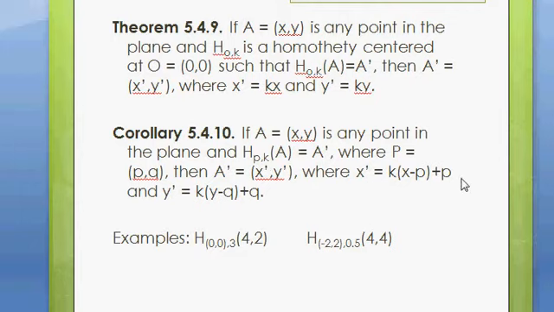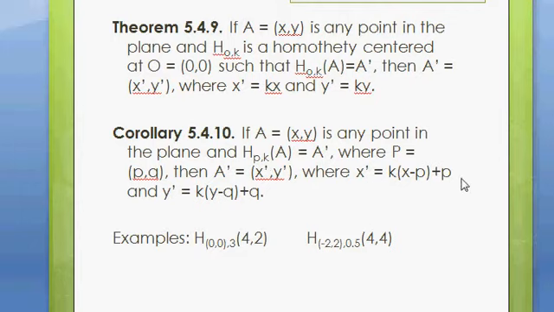Okay. So here's a picture of that. Say I want to dilate about P instead of about the origin by k, and right now I have k equals 2. We'll translate everything toward the origin. So P will go to the origin if we subtract pq, if P has coordinates pq, or hk, or whatever we call them. I'll call them pq this time.